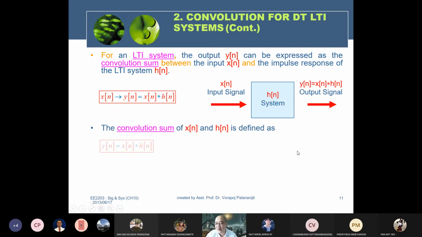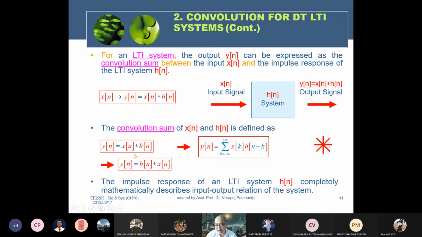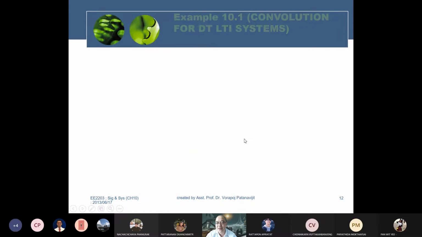The convolution sum of x[n] and h[n] can be defined by this operator and by this equation. You can determine it directly from this definition, or use the commutative property: y[n] equals x convolve with h, or h convolve with x. The impulse response of an LTI system h[n] is a complete mathematical description of the discrete input-output relation of the system.